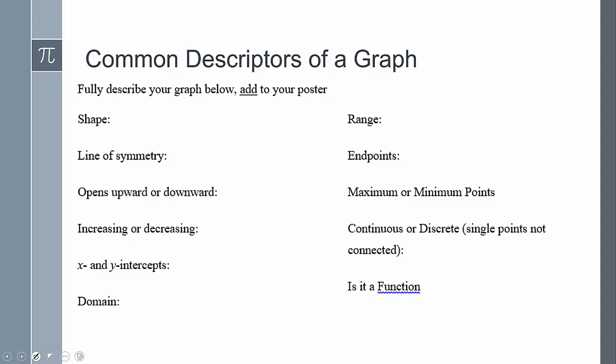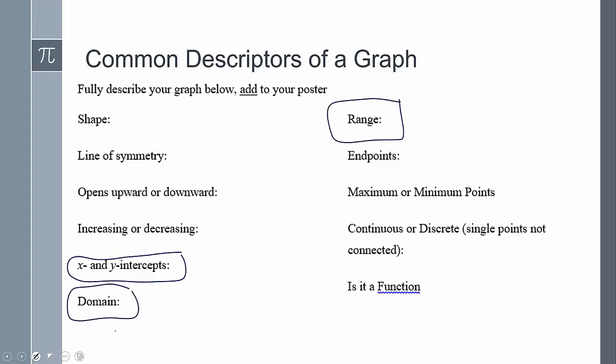Now, not all of these features apply to every single graph. The main ones that you're going to see very, very commonly, and at least almost every single graph we can describe based on these features, are going to be your x and y intercepts, your domain and range, and if it's a function or not. Those are some of the main ones that we could actually go through and describe a graph with. Probably the two important ones are these pieces here.